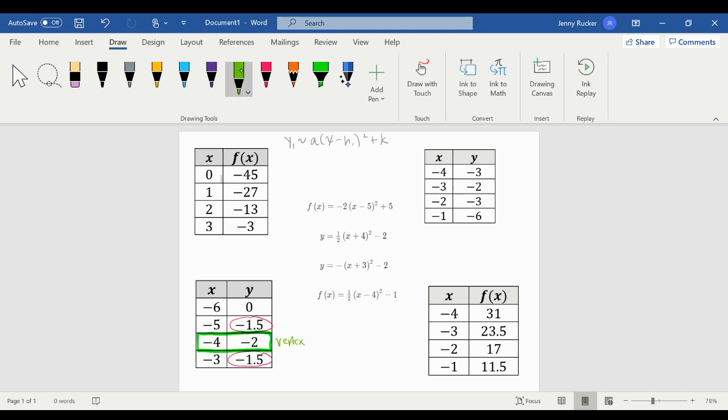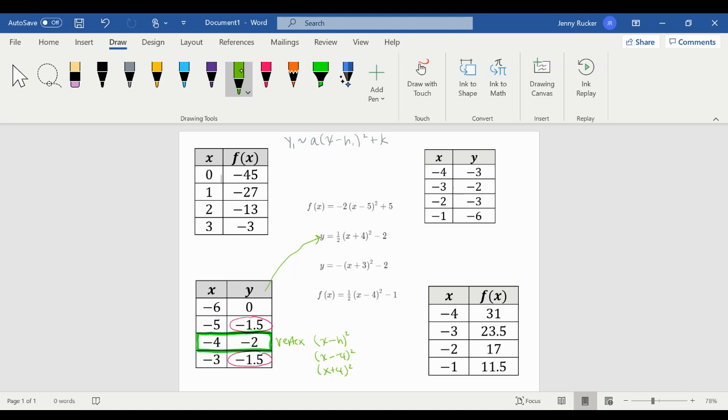So that should match 1/2 (x + 4)^2 - 2. The reason that it is x plus 4 is because when we substitute into our vertex form, h is -4 and k is -2, that is (x - h)^2. So it is (x - -4)^2, which is (x + 4)^2. So remember, it has that sign change. All right, let's move on to our next table.